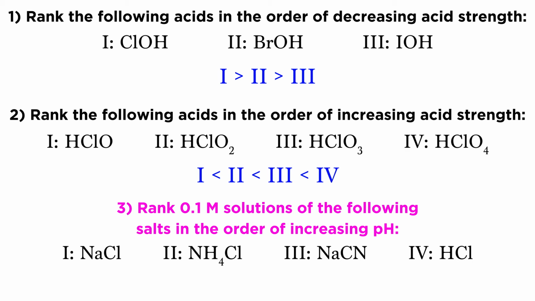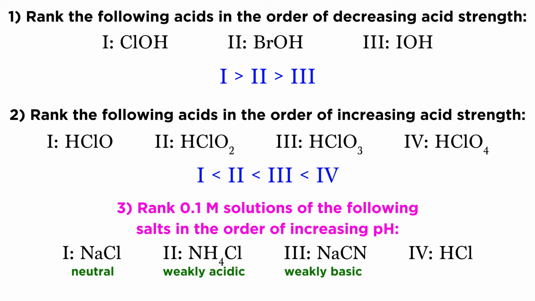Now, lastly, we're looking at these solutions of different salts, and we want to put them in the order of increasing pH. So first, let's characterize these. We have NaCl, that is completely neutral, right? We know that chloride ion is exceptionally weakly basic, basically negligibly basic. Then we have ammonium chloride. This will be weakly acidic because of the ammonium ion. We know that the ammonium ion is weakly acidic and can transfer a proton over to water molecules to generate hydronium. Then we have NaCN.